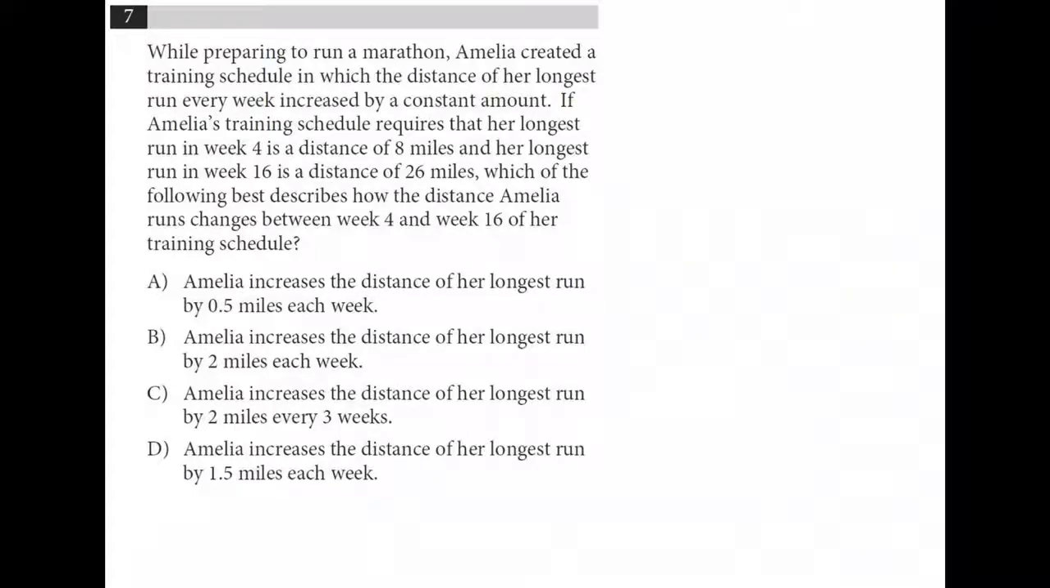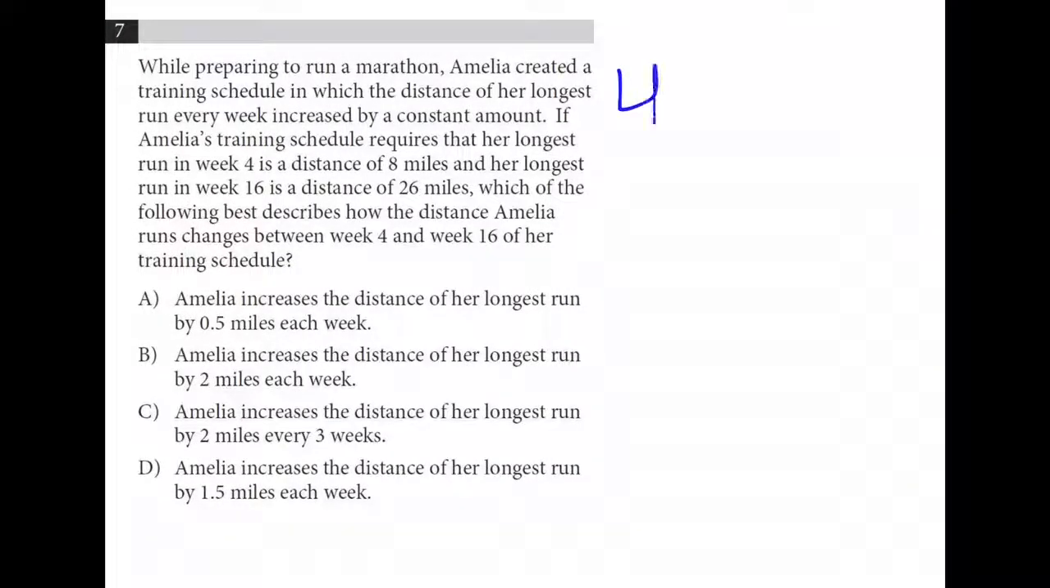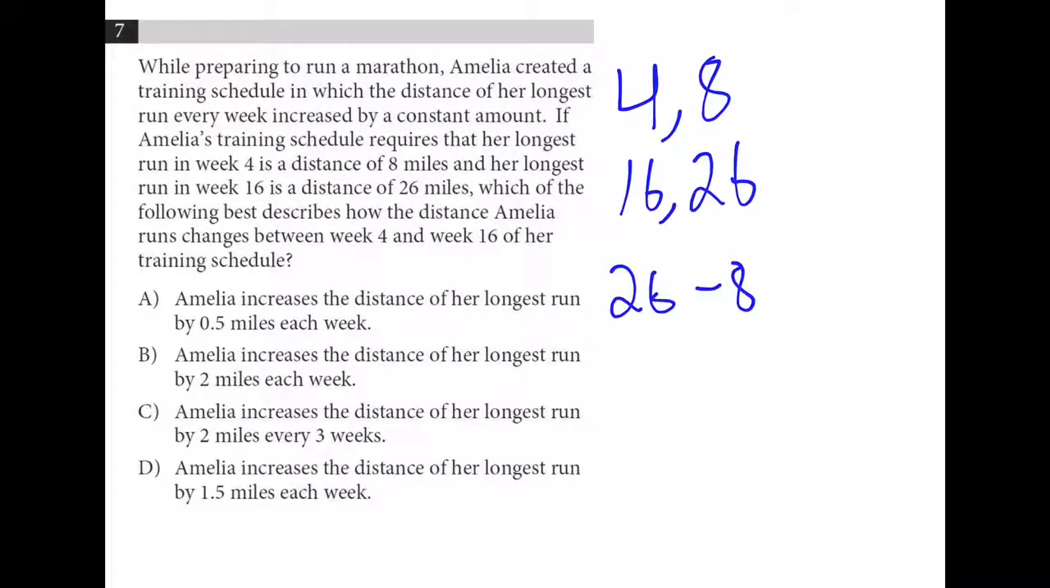So we can think of these distances in weeks as coordinates. In week 4, for example, we had a distance of 8 miles, whereas in week 16, we have a distance of 26 miles. We can use the change of slope formula to figure out the average rate of change. So we take y2, which is 26, and we subtract 8, and we divide that by 16 minus 4. We get 18 over 12.